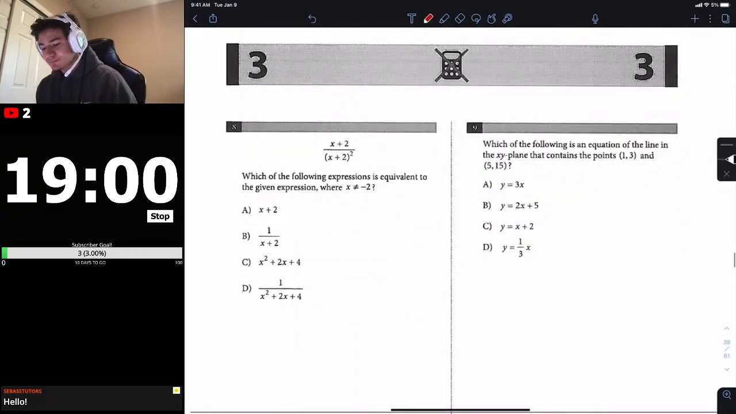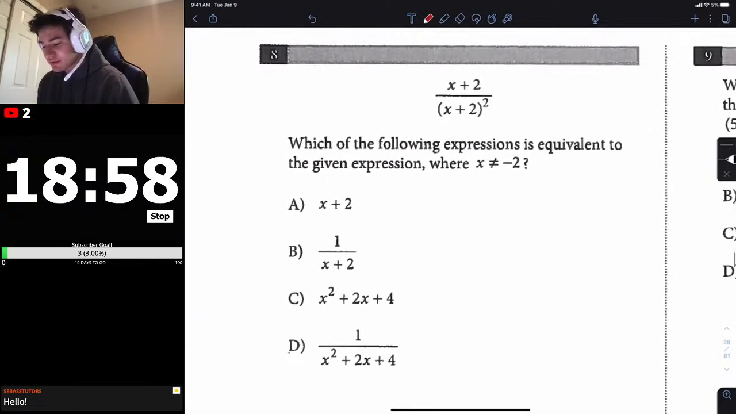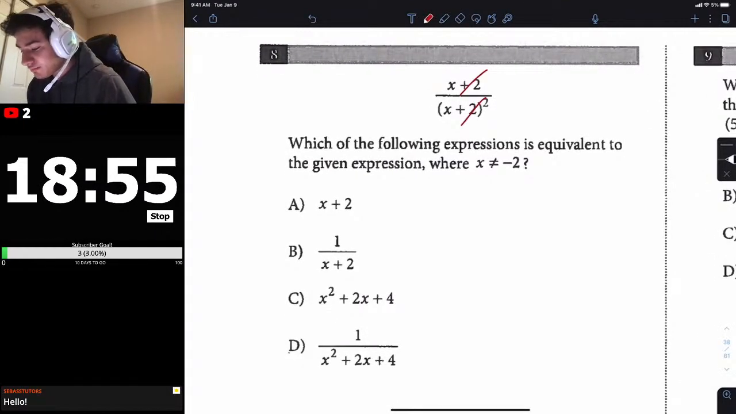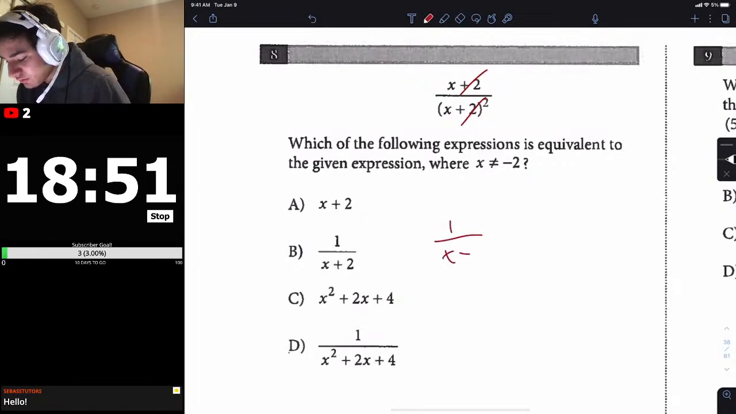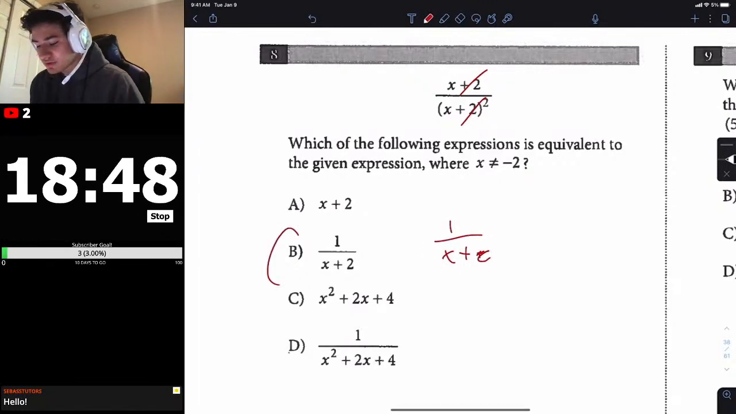Cool. Which of the following expressions is equivalent to the expression, whatever. Okay, cancel out an x plus 2 because we have x plus 2 and then x plus 2 squared. So we're going to cancel 1. So then we get 1 over x plus 2. So it's going to be B.